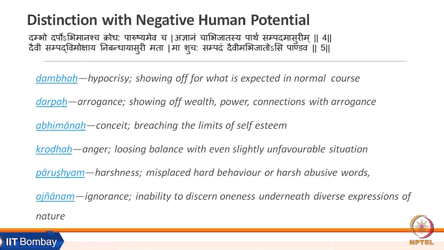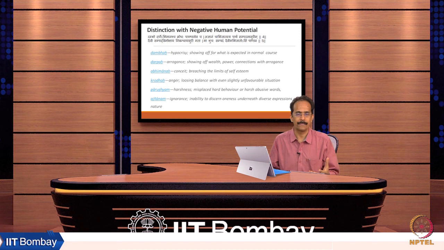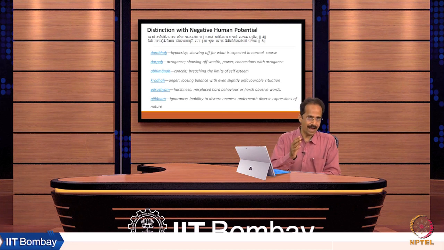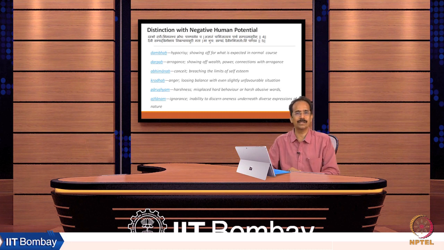So, these six qualities are dambha, darpa, abhimana. What is dambha? Dambha means hypocrisy. Dambha means that for what you are expected to do, you are showing off. Showing off even for your natural expected behavior. I have to listen to music, I can do that, but if I play it at very high volume, that is dambha. I have to do customer service, teach students, do my project, but even for doing my normal expected work, I am showing off.